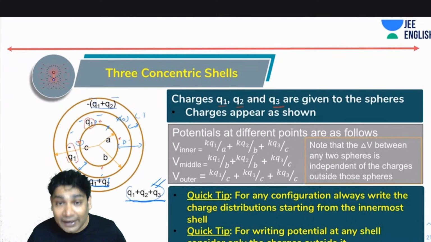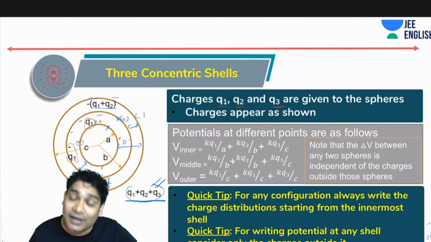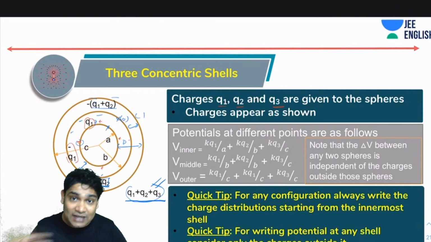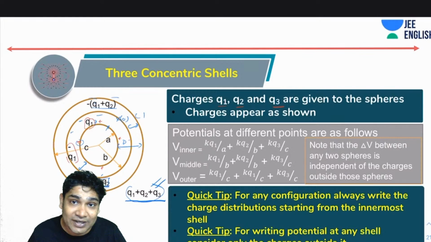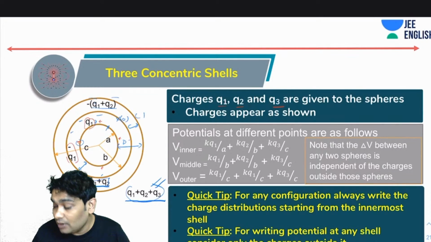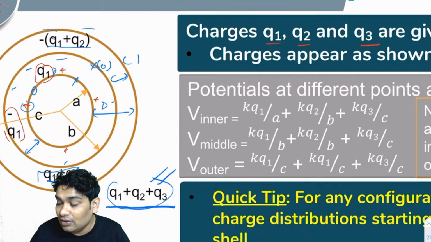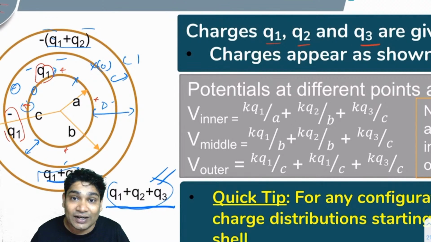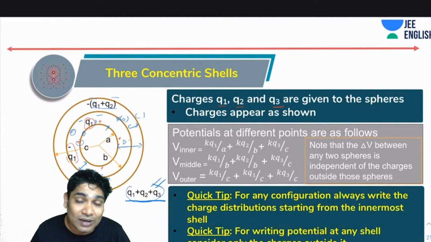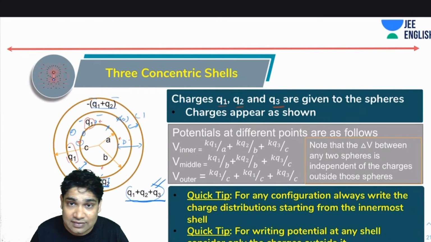All right. For writing the potentials, the charges inside do not really matter. As I said, all the inside charges will cancel out each other's potentials. The potential due to this shell would be cancelled due to this charge for any point outside. That is why we don't need to write the potentials of these shells.